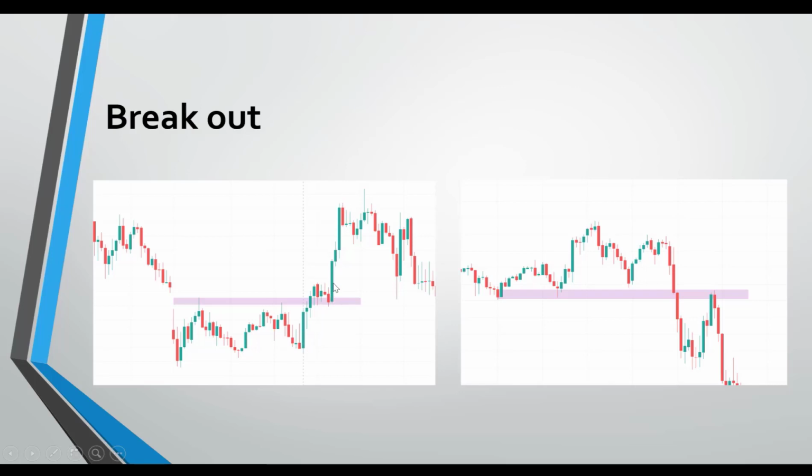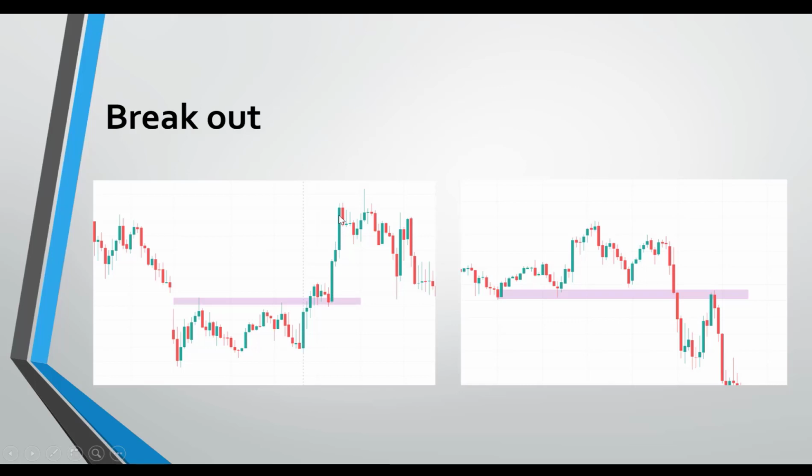All right, you might ask, what does this part mean? Okay, this part shows pullback. Pullback means when the price can pass this zone and never goes back under this zone, and when we have a change in the trend, this is called pullback.